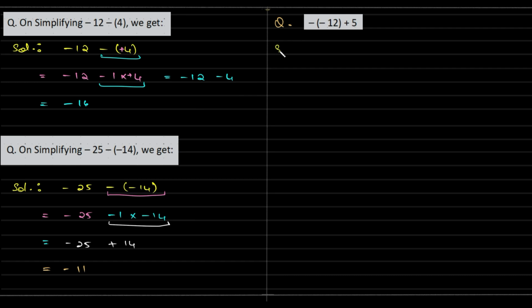Okay, so let me start off. -12 or minus of -12, +5. So -1 into -12, +5. Negative into negative is positive. 1 into 12 is 12. Right? And this is +5. So addition or subtraction? It is addition, and quite simple addition. So it is 17.